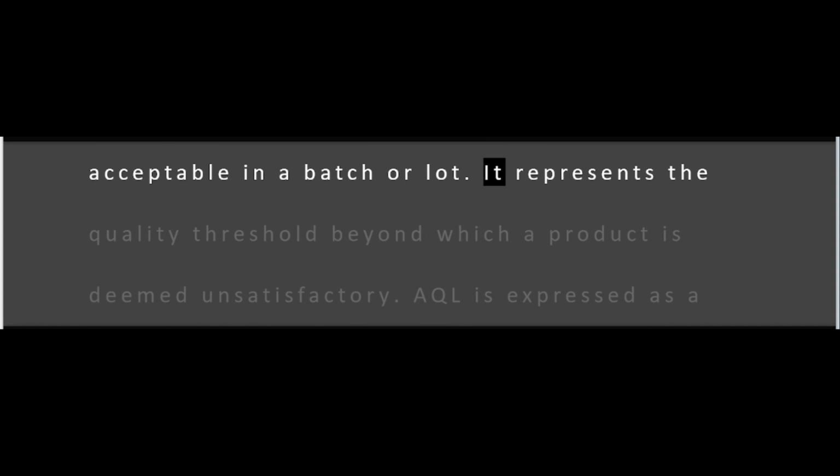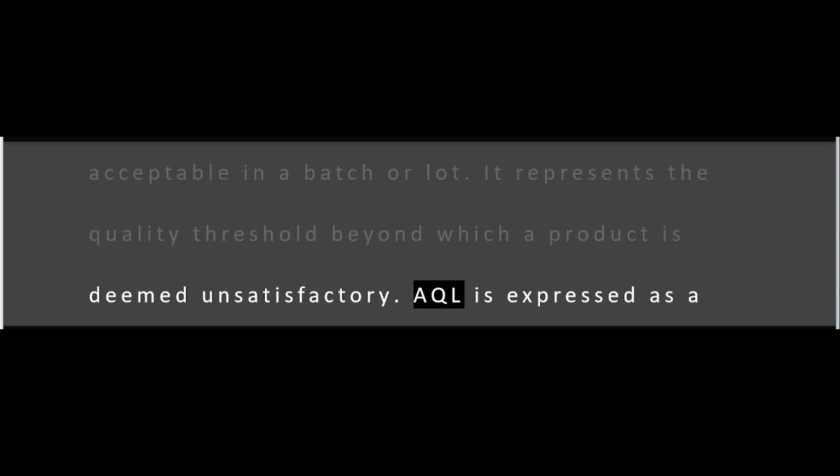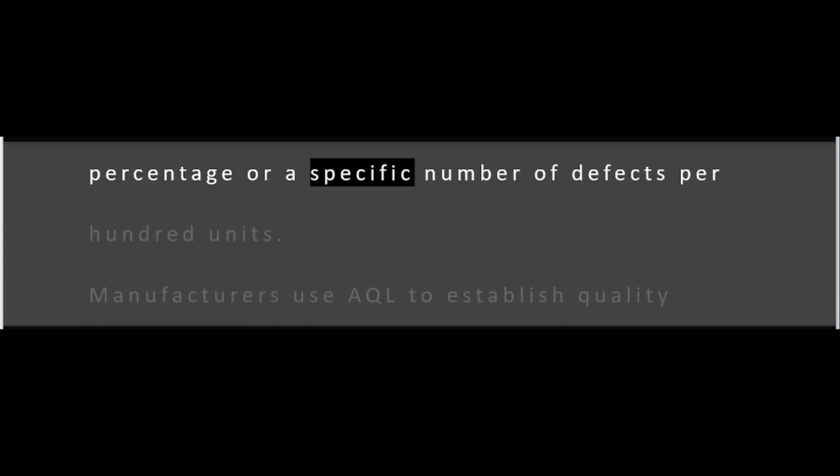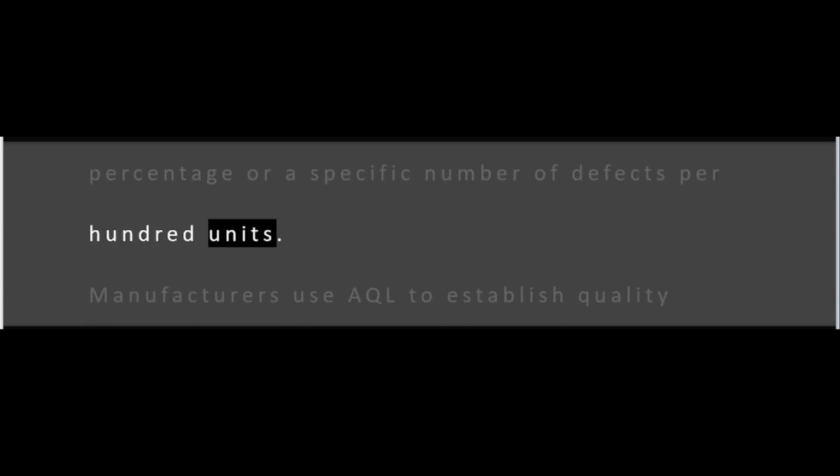Acceptable quality level, AQL, is a standard used in manufacturing to define the maximum number of defective units considered acceptable in a batch or lot. It represents the quality threshold beyond which a product is deemed unsatisfactory. AQL is expressed as a percentage or a specific number of defects per 100 units.